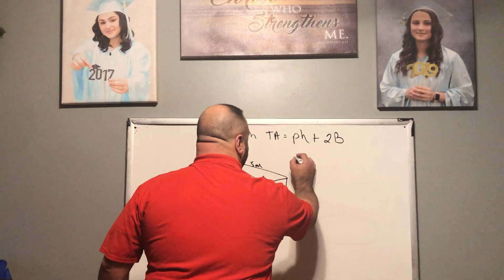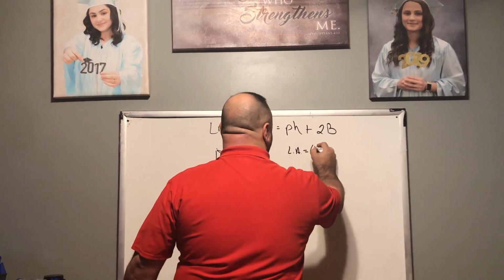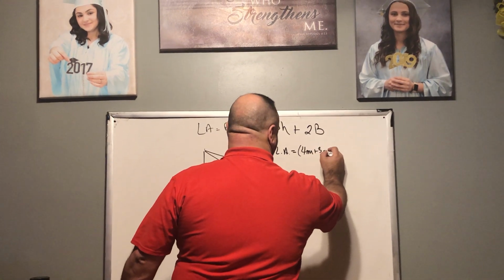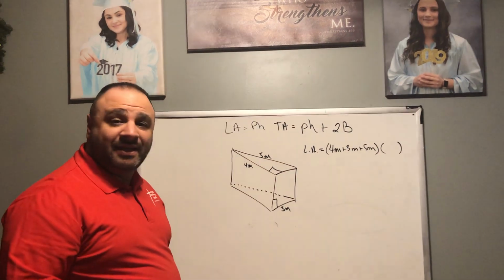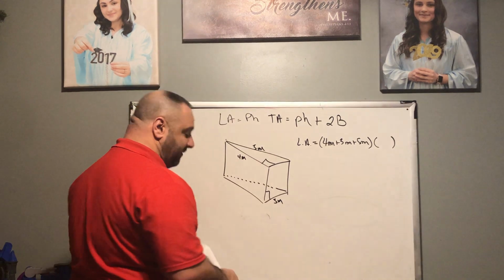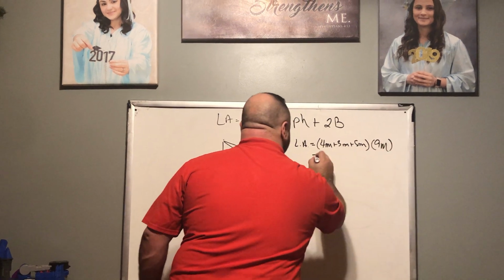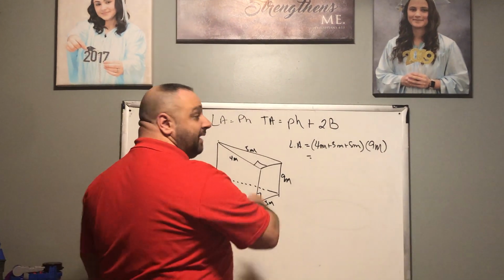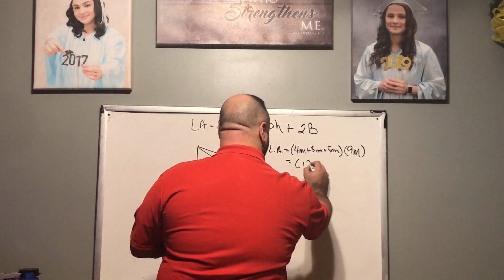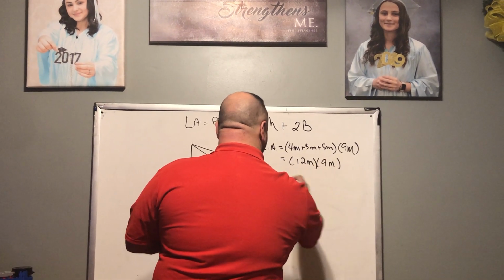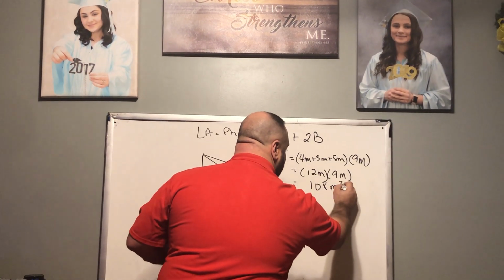All right, so I'm going to write the formula here. Lateral area equals, all right, so I'll do this longhand, so 4 meters plus 3 meters plus 5 meters times the height. So again, I think I missed another one here. I did. The height is 9 meters. Okay, so get your calculator if you need it. 4 plus 3 plus 5 is 12 meters, right? 12 meters times 9 meters. Okay, so 12 times 9 is 108 meters squared.